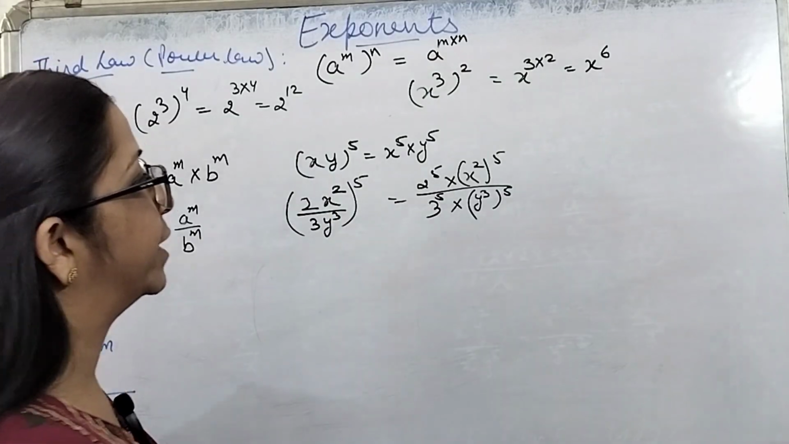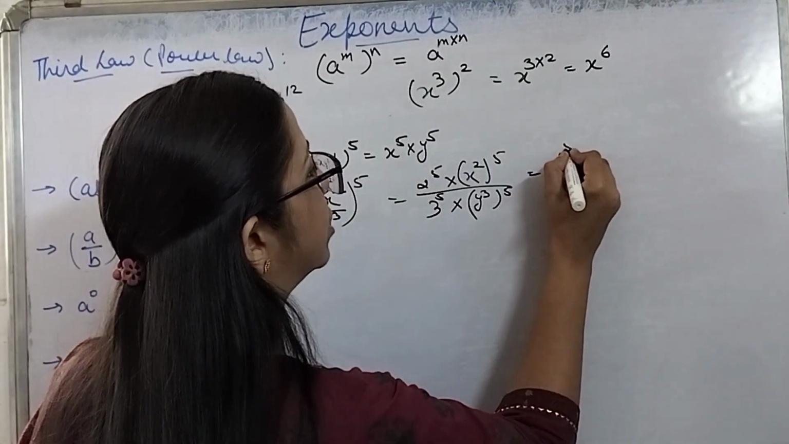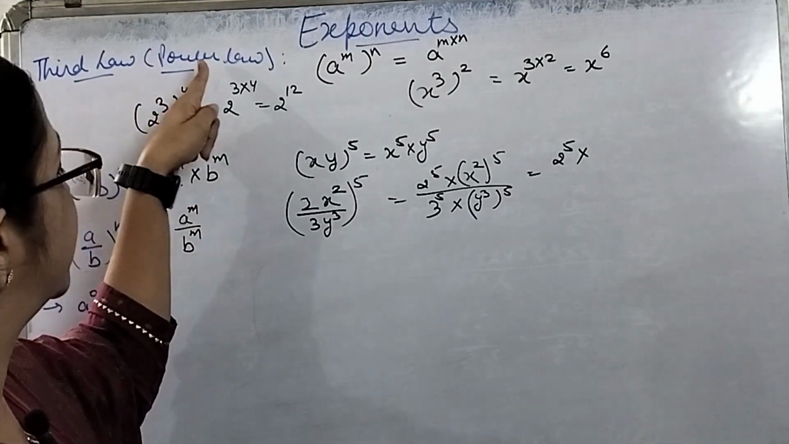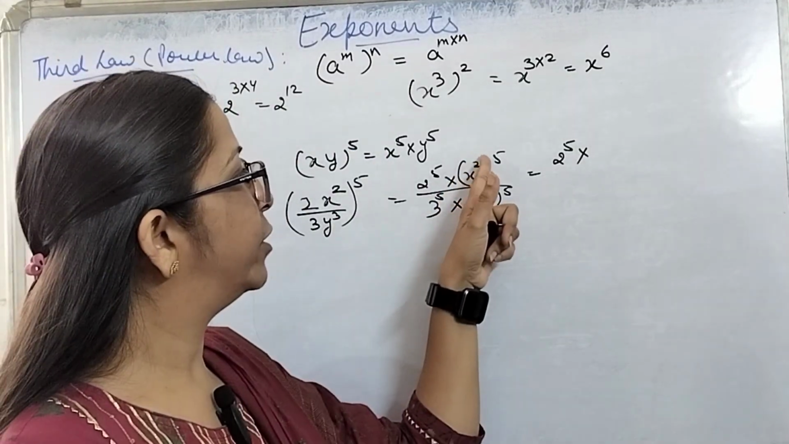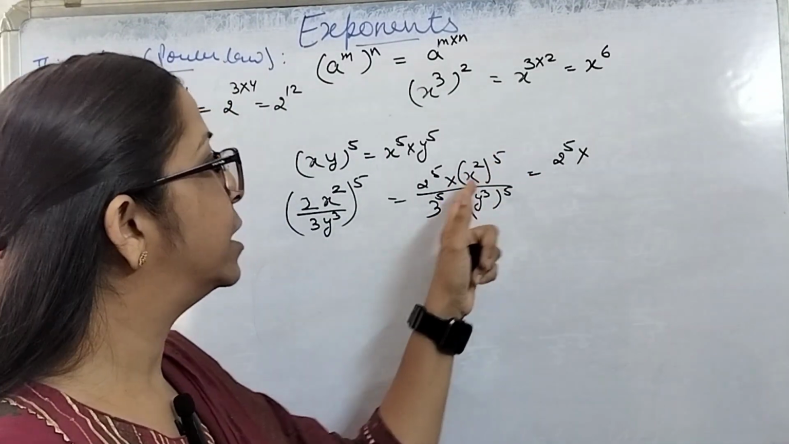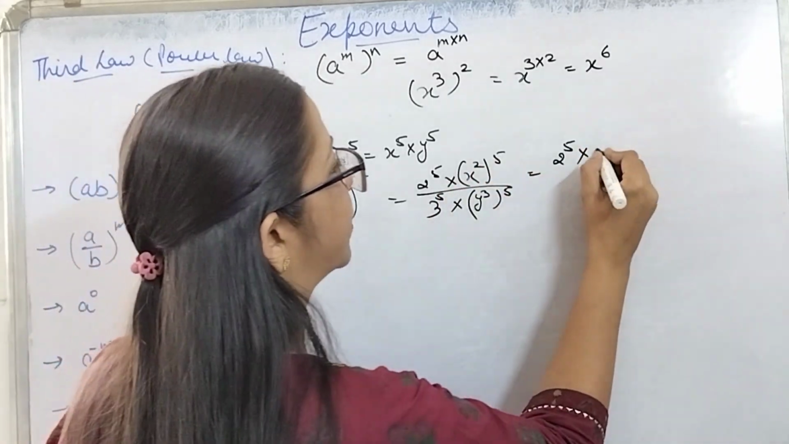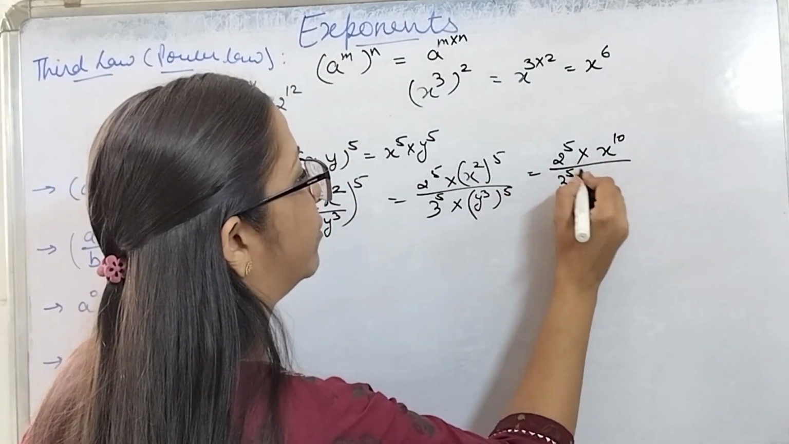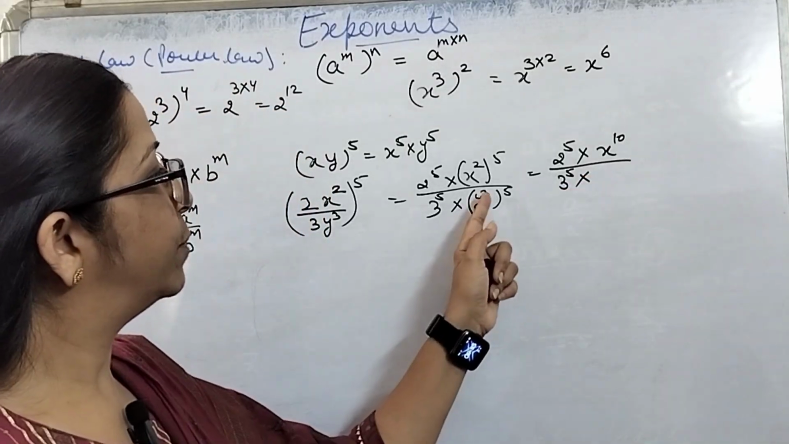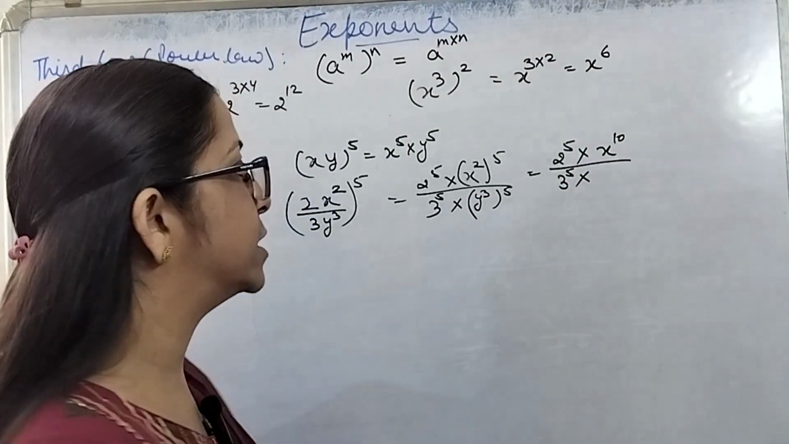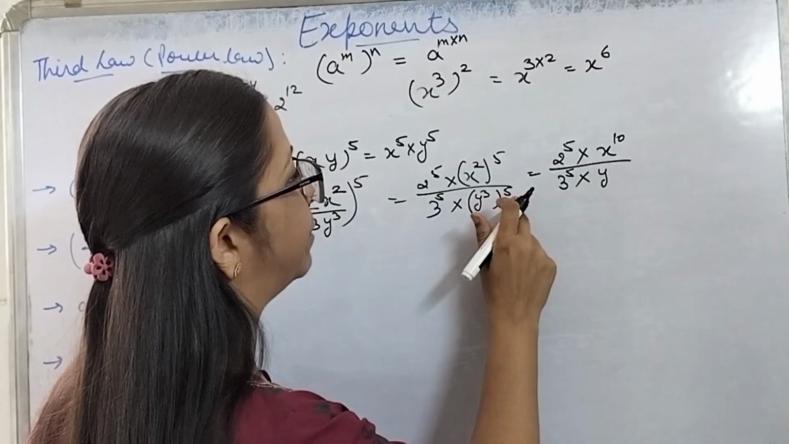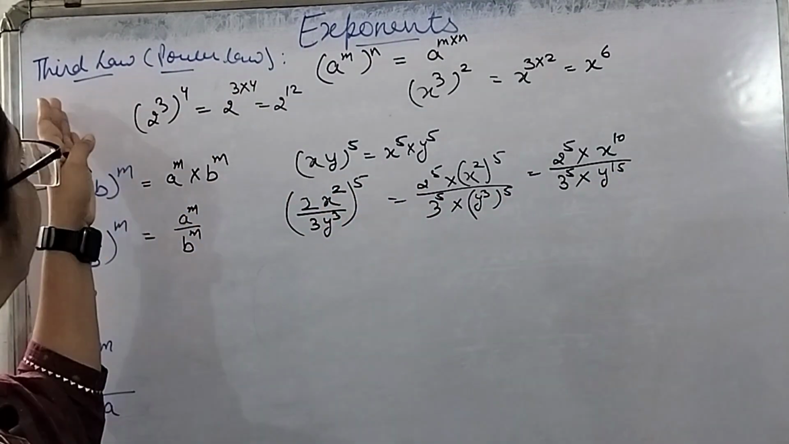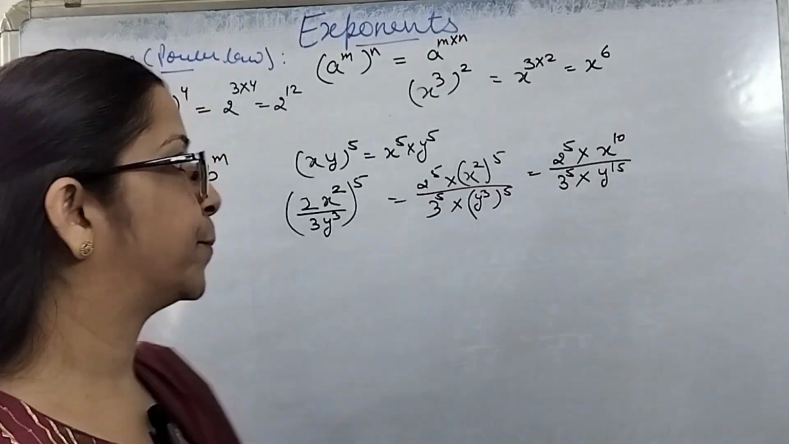Now if we solve it further, it will be 2 raised to the power 5 multiplied by, now just now we have seen the third law, that is your power law. If it is x raised to the power 2 whole raised to the power 5, that means 2 multiplied by 5, it will be x raised to the power 10, divided by 3 raised to the power 5 multiplied by y raised to the power 3 whole raised to the power 5, means y raised to the power 3 multiplied by 5, that is your 15. So this is how we can apply various laws of exponents.